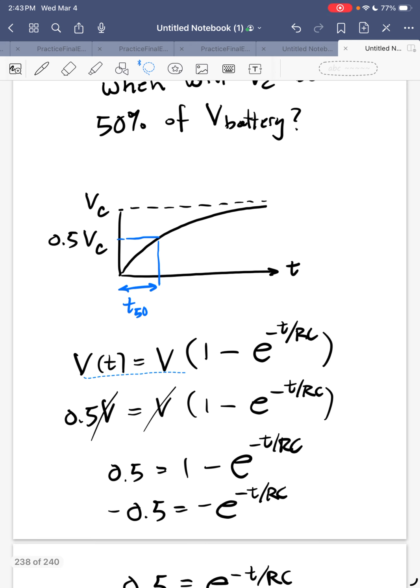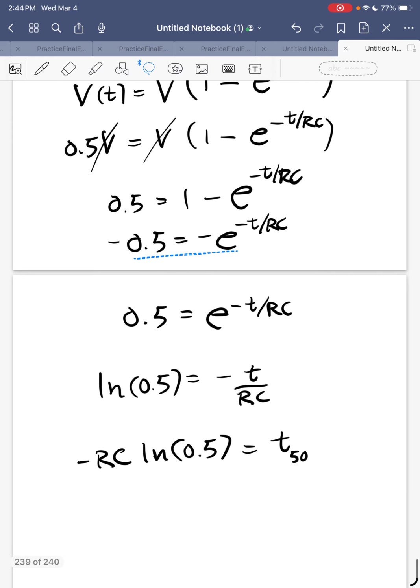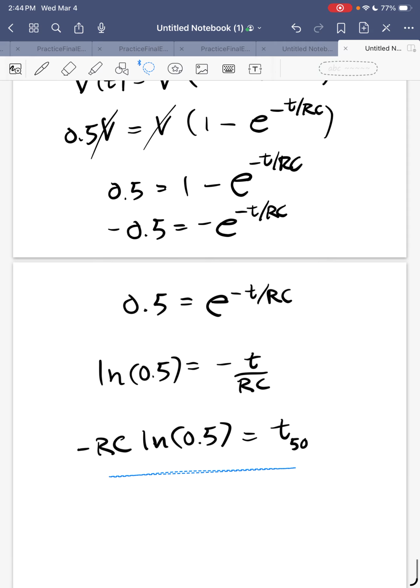So here's our equation, like that. I put in 0.5 as my goal, 0.5 of the maximum voltage, whatever V is. I cancel it on both sides, and I do similar types of math, right? Grinding it down in the same type of way, and I would get something like this.